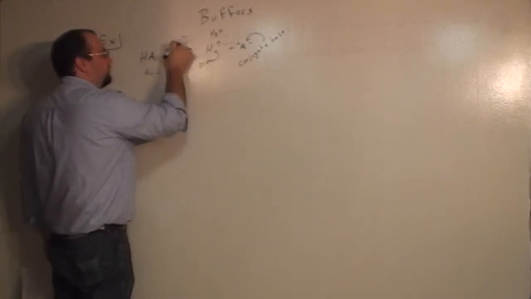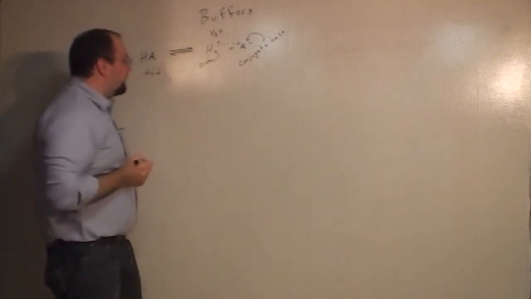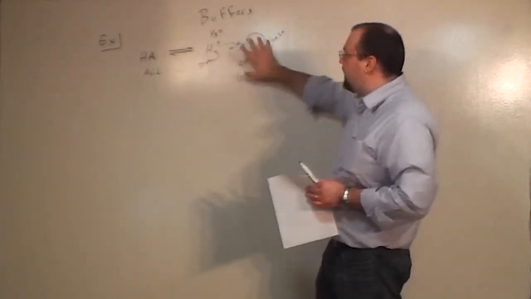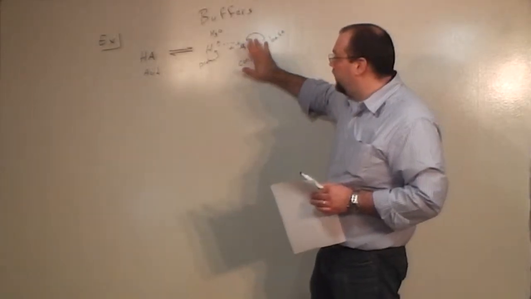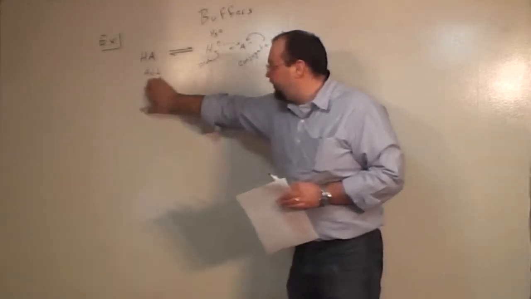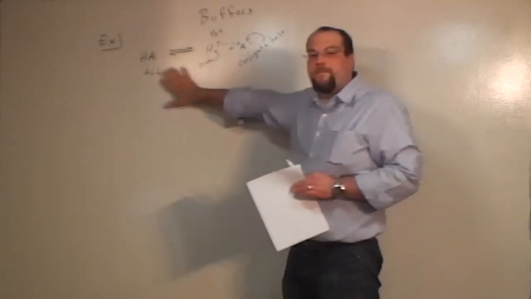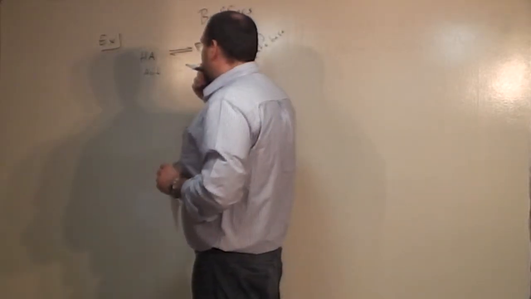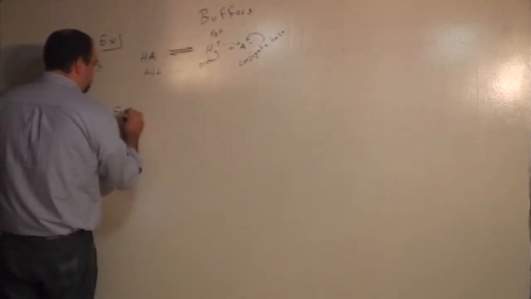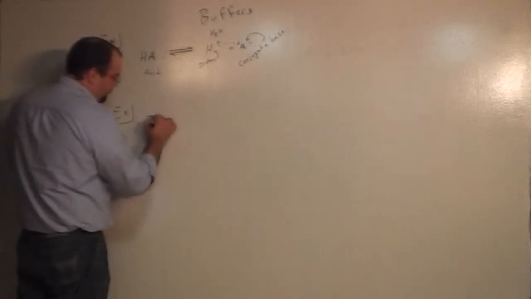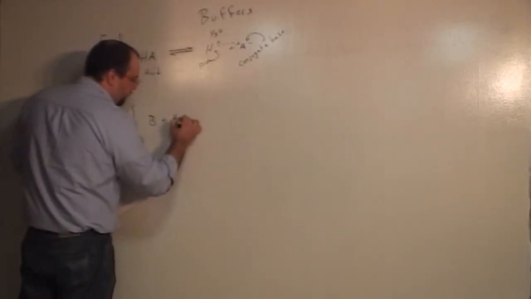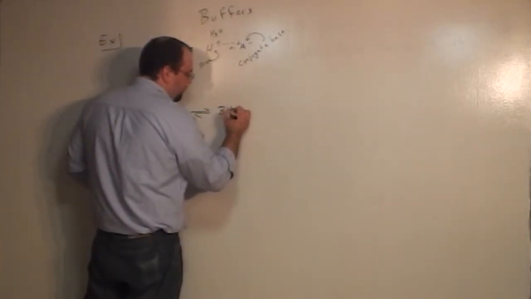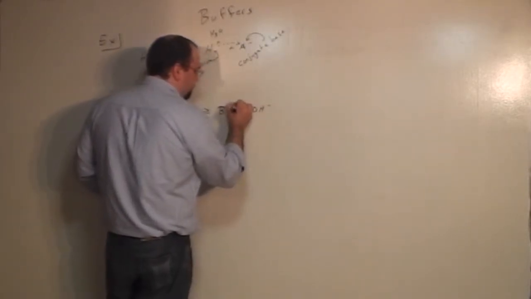And since this is an equilibrium, it's going both ways. So we have a weak acid donating a proton, and we have a very, very weak base accepting the proton. It's the acid and the conjugate base, the base formed from that acid. Now, let's say we have a weak base. Here's our second example. Our weak base is written B, and it's going to react with water. And it's going to form BH plus and OH minus.